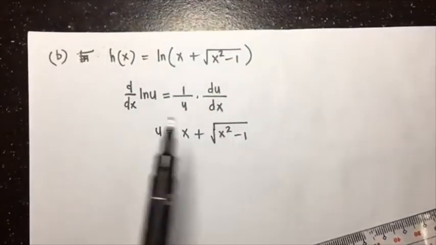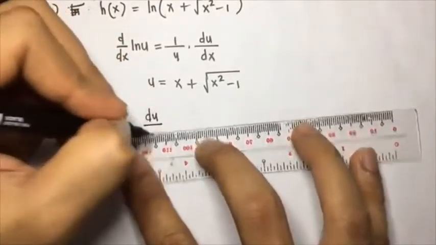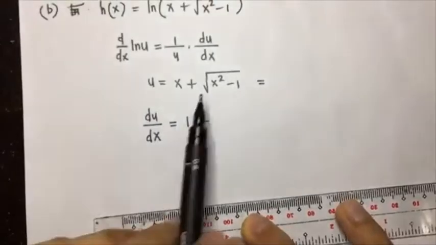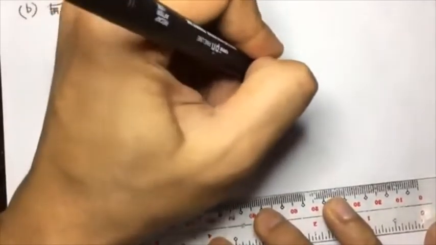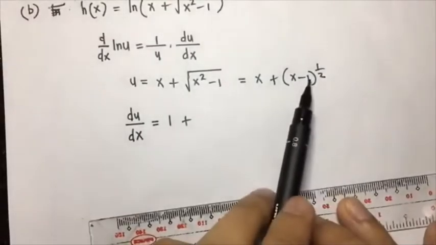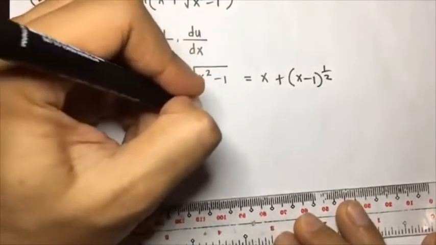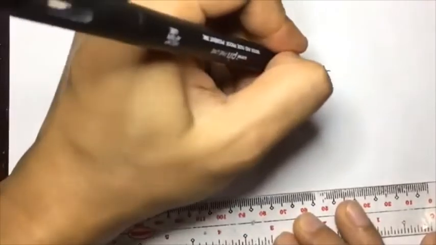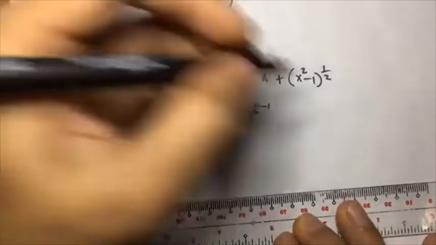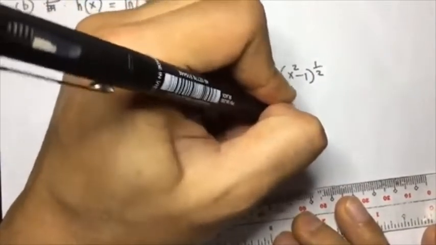So in the formula, since we will be needing the derivative of u with respect to x, let us derive this. So du over dx is equal to 1 plus, so how do we derive this? We can rewrite this in exponential form. So we have x plus (x squared minus 1) raised to 1/2. Okay, so its derivative, using the general power formula, multiply the exponent in the coefficient, so we will have 1/2 multiplied by x squared minus 1 raised to 1/2 minus 1, and then multiplied by the derivative inside. So the derivative of x squared minus 1 is 2x.